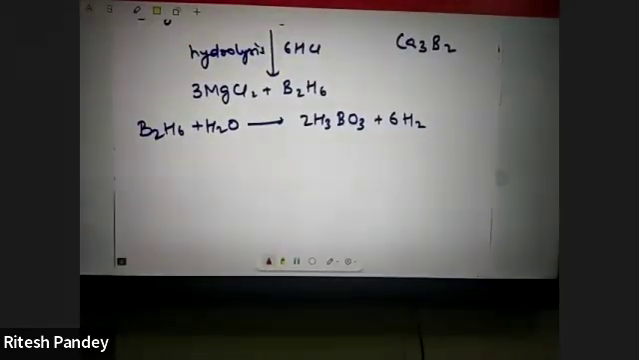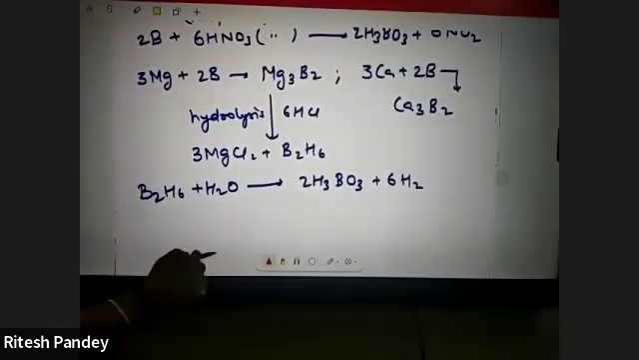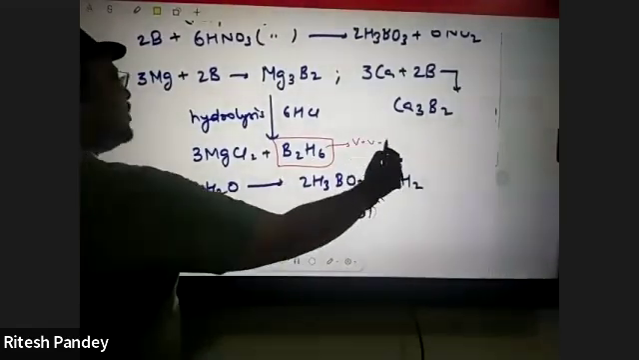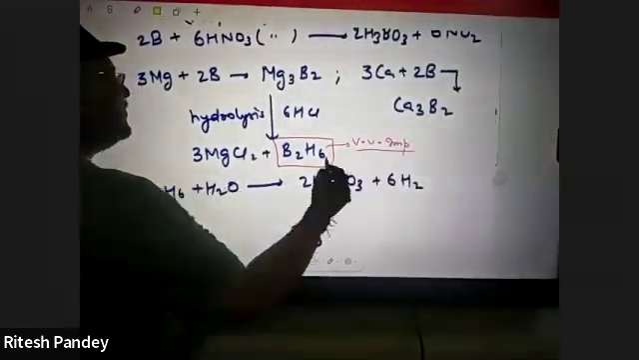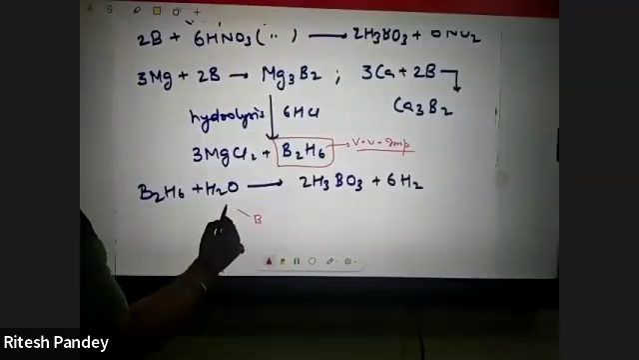Borides on hydrolysis give you B2H6. Now, B2H6 is an extremely important molecule. This is very, very important, along with its structure, which is a very unique bridge bonding structure. I'm going to talk about it in detail.